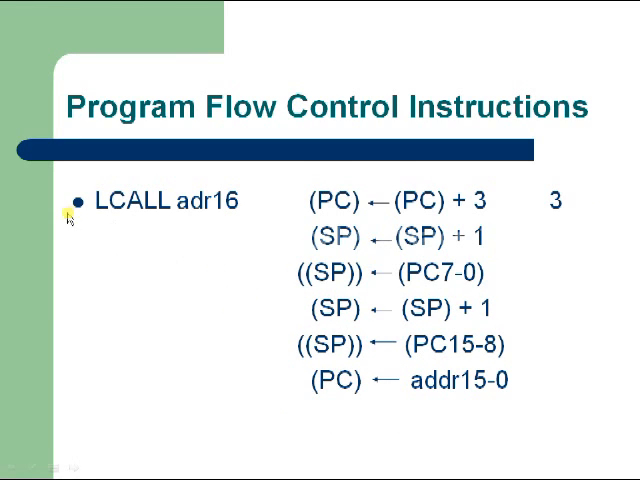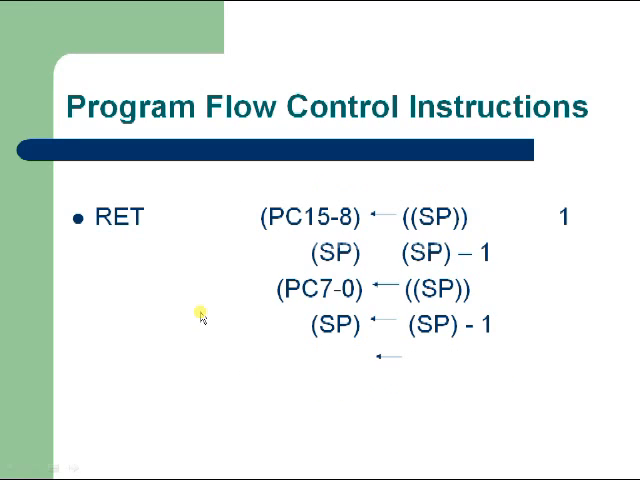Okay, and LCALL is nothing but long call, and here the address is 16 bits. Whenever this instruction is executed, PC plus 3 will be in the program counter, and the lower byte will be copied after incrementation of SP, and then after again incrementing SP, the higher byte gets copied, and the address gets copied into the program counter.